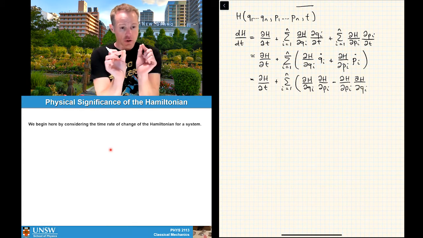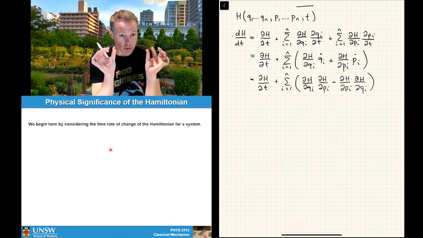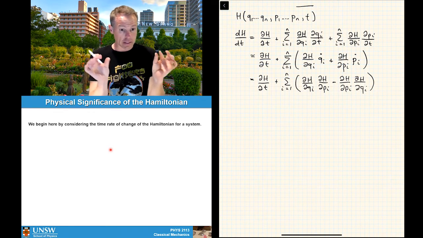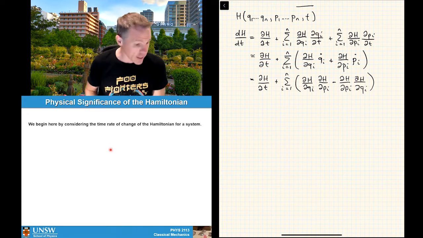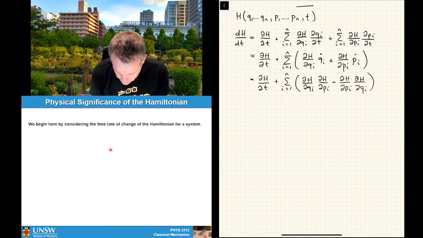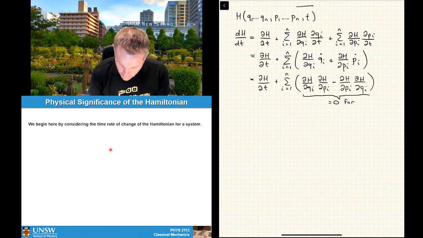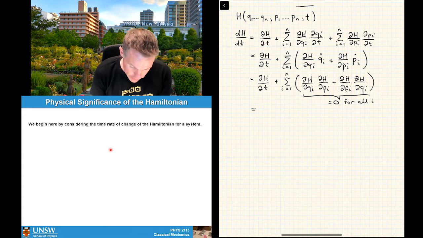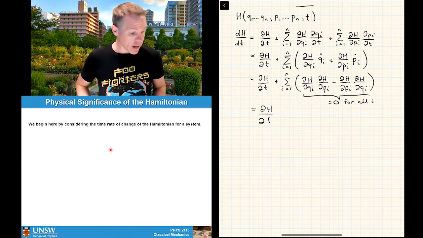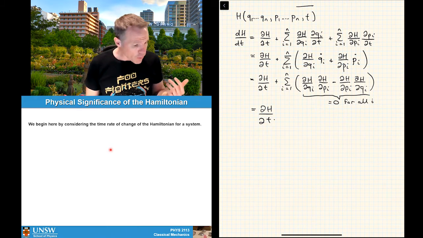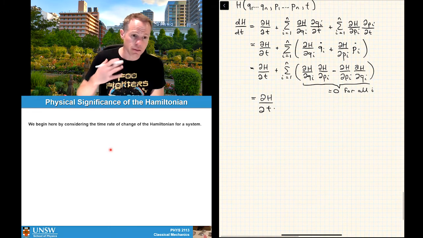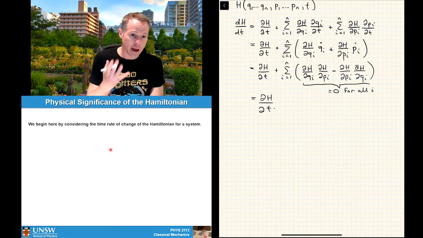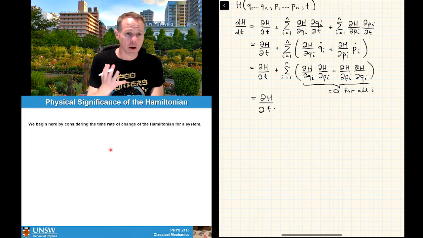And of course, these two derivatives are interchangeable, right? So these two terms that we're now taking the difference between are exactly the same. So they all cancel out all the way through. And what we're left with is just the partial dH on dt. So what we find in here is that the time derivative of the Hamiltonian can only really come about because of a dependence explicitly of the Hamiltonian on time.